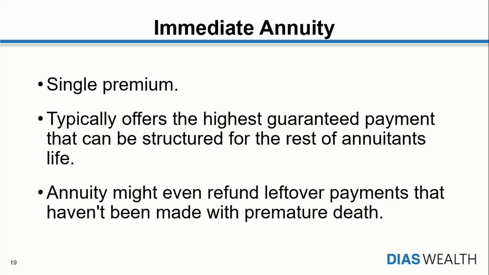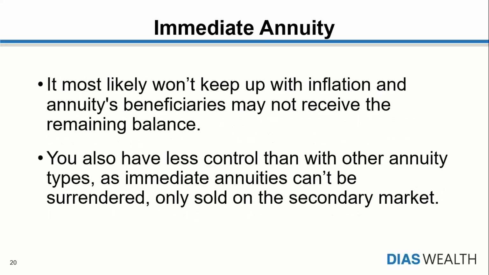So immediate annuity, funded with a single premium. Majority of the time it offers the highest guaranteed payment that can be structured for the rest of the annuitant's life. And the annuity itself may even refund any leftover payments that haven't been made. It's a feature that you have to put onto the contract. Most likely it will not keep up with inflation, and if you structure it incorrectly, the beneficiaries may not receive the remaining balance. So that's the key there. You have to structure it correctly.